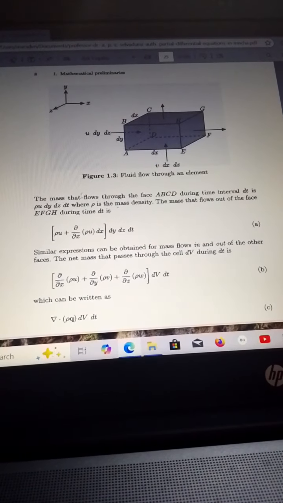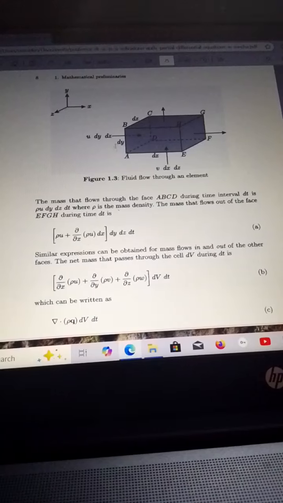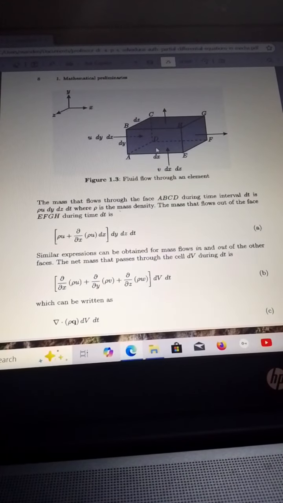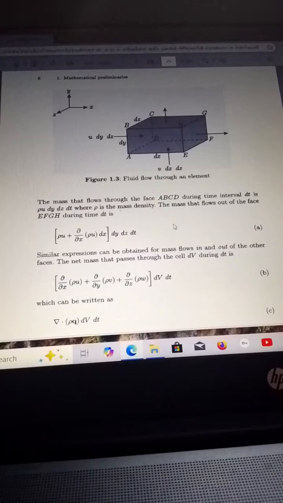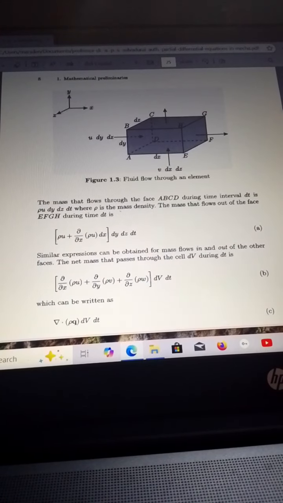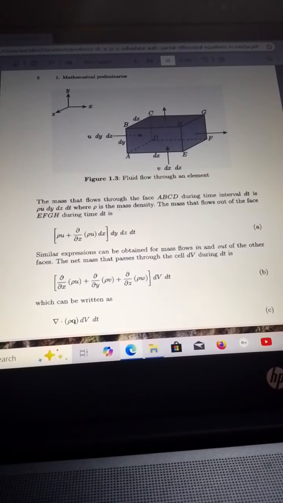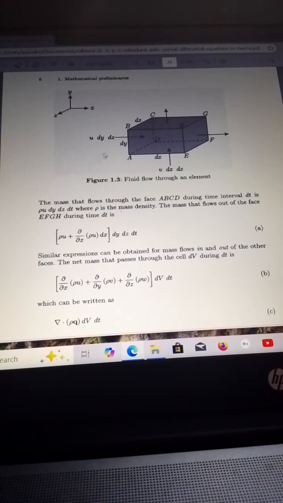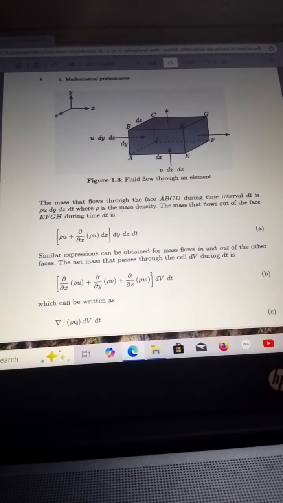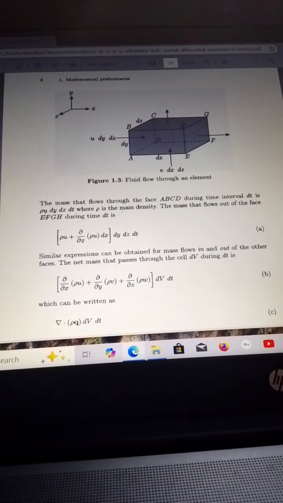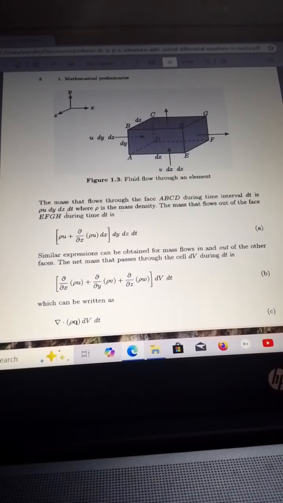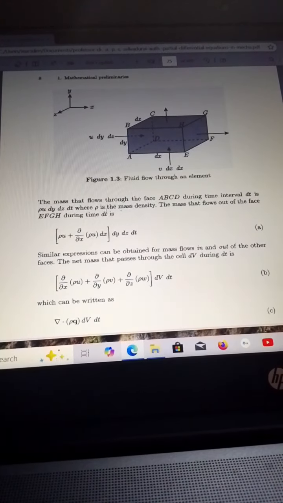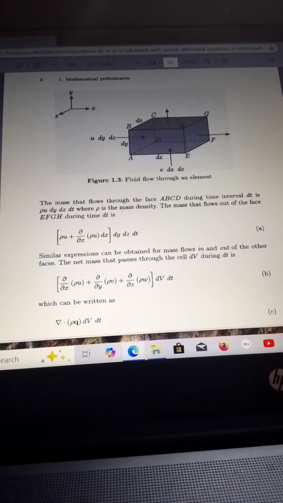Now, the mass that flows through the face A, B, C, and D during the time interval, let's take the time to be dt, as you can see here, is rho, that's the density, times the volume that moves in, that's the initial velocity u, through the area dy dz by the time dt, where rho is the mass density. We need the mass density of this area.